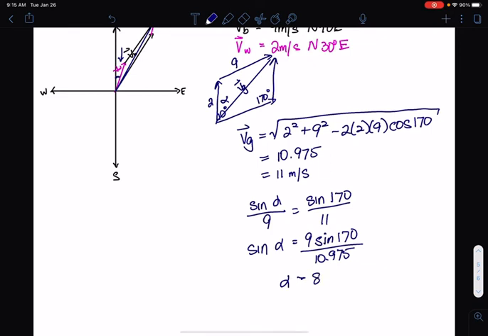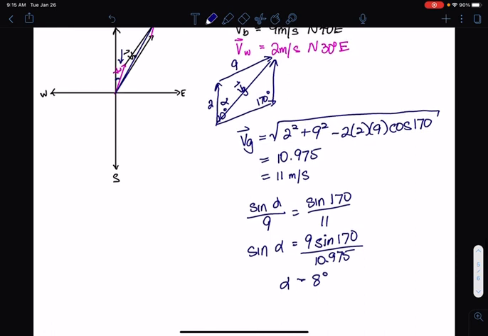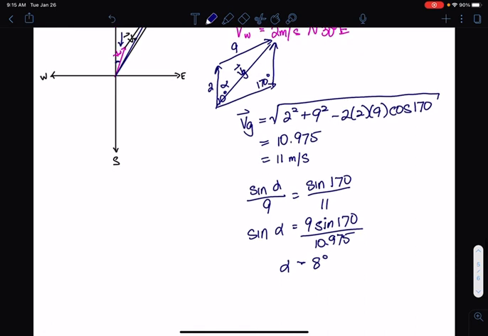And that's 8 degrees. And so the velocity from the ground, that's 8 degrees from the north. That's going to be 30 degrees plus 8 degrees. The wind angle as well. So it's 11 meters per second, north 38 east.